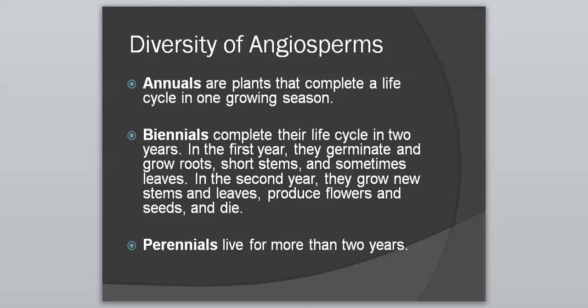So biennials, bi meaning two, complete their life cycle in 2 years. In the first year, they germinate and grow roots, shoot stems, and sometimes leaves. In the second year, they grow new leaves and stems, and then this time they'll produce their flowers and their seeds, but then they die. So even though they'll produce seeds, the plants that you originally had will die. So biennials, 2 years. And perennials will just live for more than 2 years. It can be any amount of time. So just know annuals, 1 season, bi, 2, perennials, more than 2.